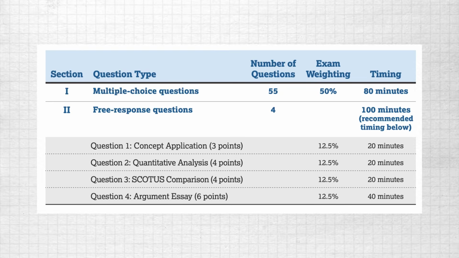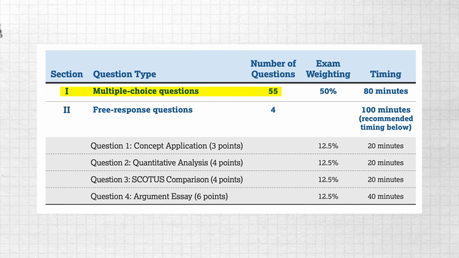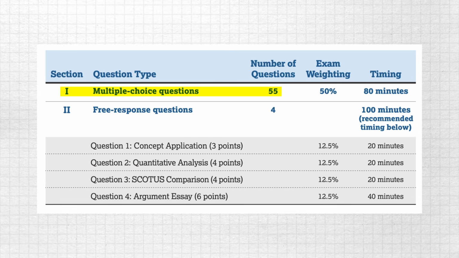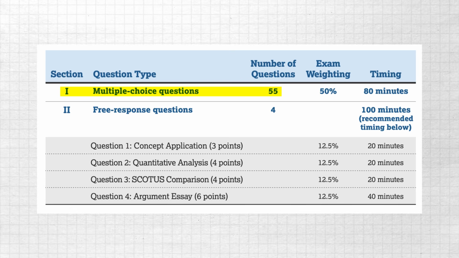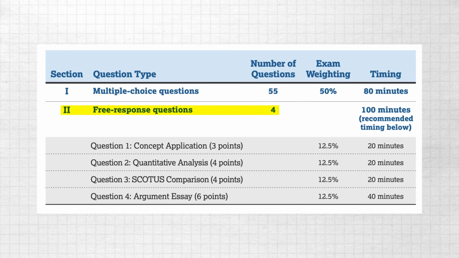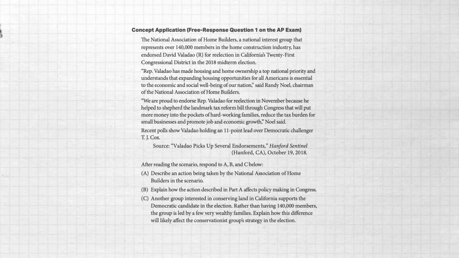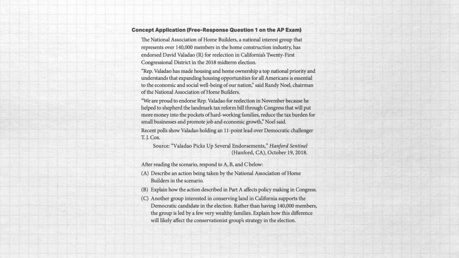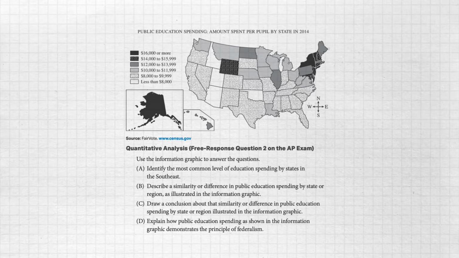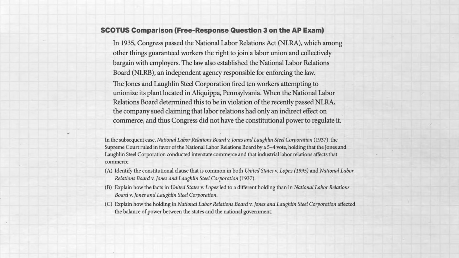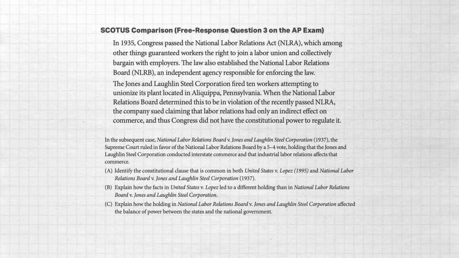You're going to have 55 multiple choice questions, some of which are stimulus-based, about 25 of them, and others are questions without stimuli, about 30 of them. Then you're going to have 4 free response questions, and the first 3 should look familiar if you've taken an AP history course. They basically look like short answer questions, and they require similar, though not identical, skills to answer them. For one, you're going to have to apply course concepts that you know to a situation that they give you. For another, you'll have to interpret quantitative data, and then for another, you have to compare a Supreme Court case that they give you to one you already know.